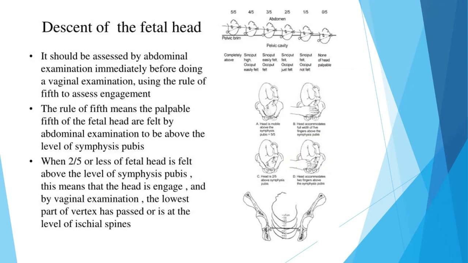It should be assessed by abdominal examination immediately before doing a vaginal examination, using the rule of fifths to assess engagement. The rule of fifths means the palpable fifths of the fetal head felt by the abdominal examination to be above the level of the symphysis pubis. So if you are able to rest all 5 fingers above the fetal head, above the pubic symphysis, then it means that the descent of the fetal head is 5/5, and as the number of fingers decreases, 4/5, 3/5, 2/5, 1/5, or 0/5, we can label it in that way.